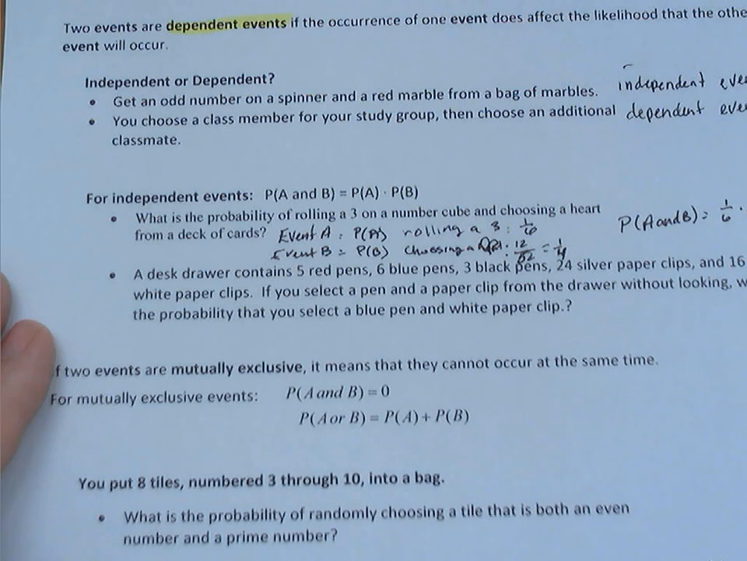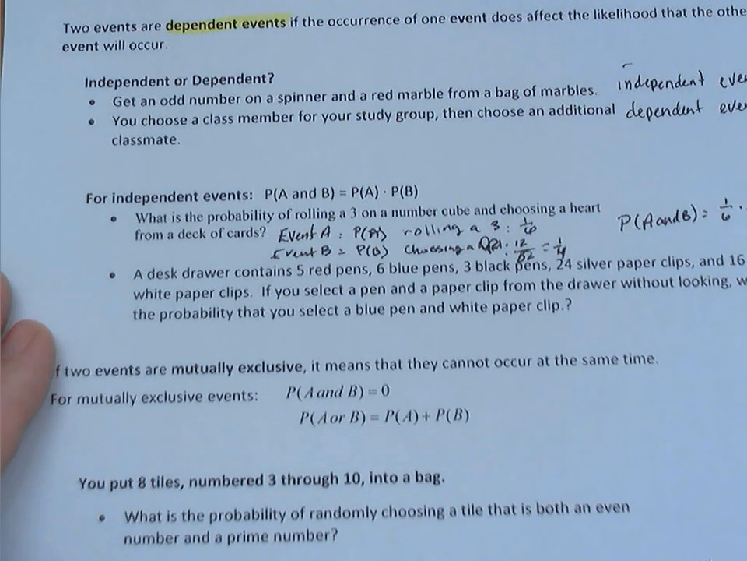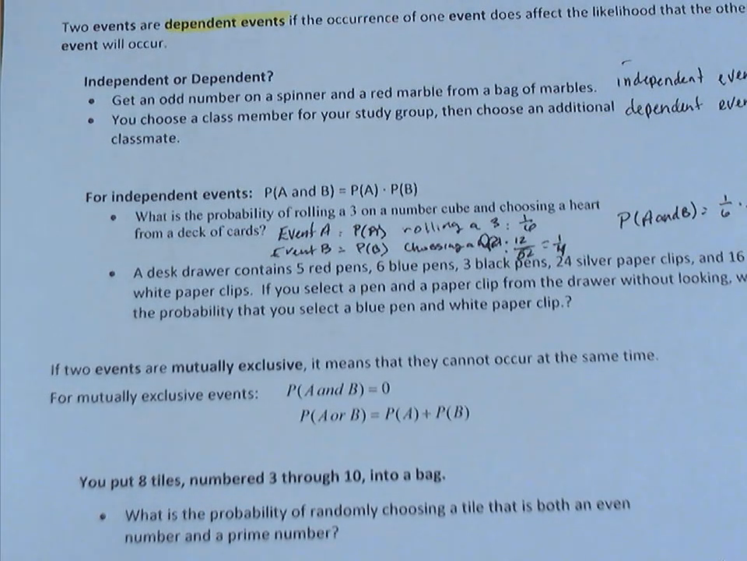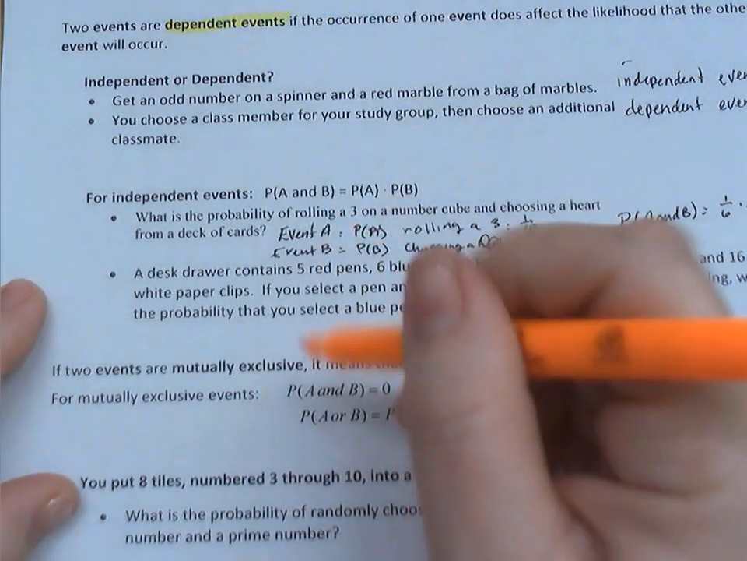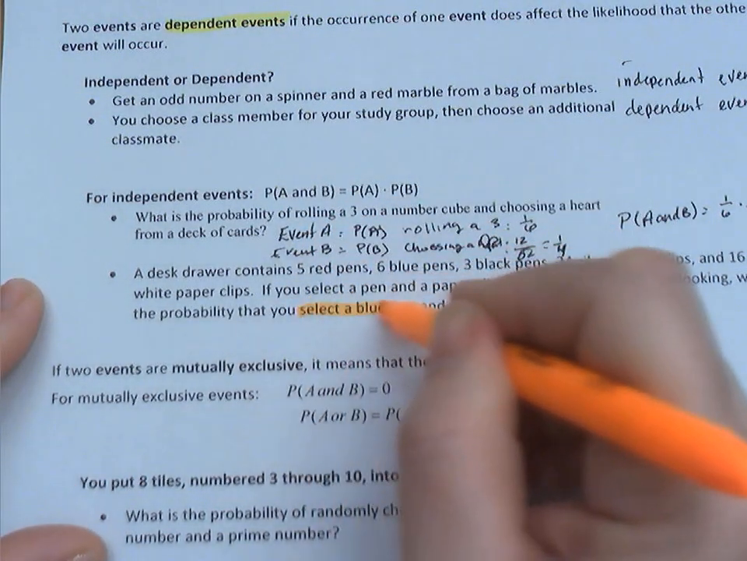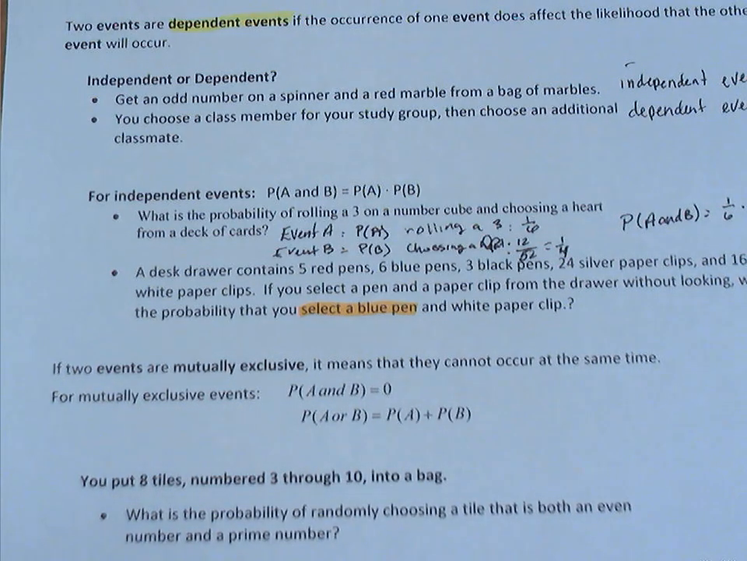A desk drawer contains 5 red pens, 6 blue pens, 3 black pens, 24 silver paper clips, and 16 white paper clips. If you select a pen and a paper clip from the drawer without looking, what is the probability that you selected a blue pen and a white paper clip? So event A is selecting a blue pen, and event B is selecting a white paper clip.